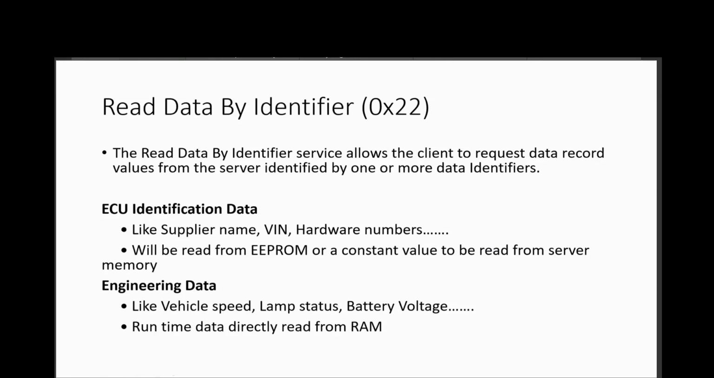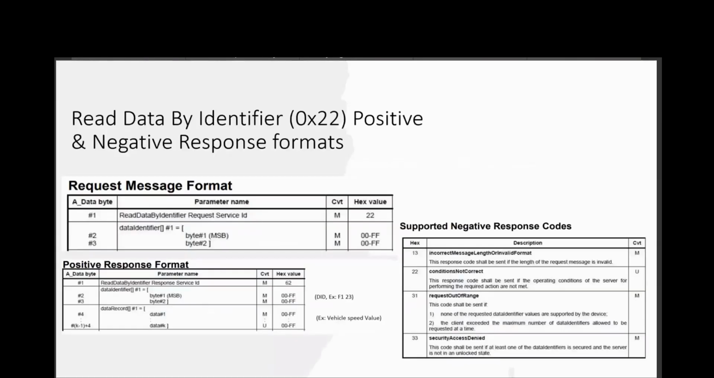Suppose you want the engine temperature. The request will be 22, and if the engine temperature is associated with, for example, 1278, then there are 2 bytes of DID: 22 followed by the 2-byte DID, and then you will get the engine temperature. So like that we can see in the example here.